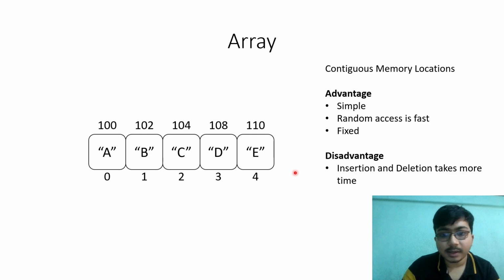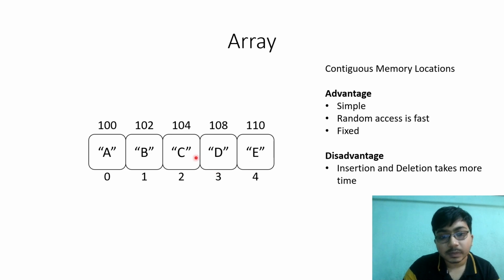There are certain properties of array that give it both the advantages and disadvantages that array has. So, if you see that on top, I have mentioned memory location, and all these memory locations have equal distance between them. So this is one property of array. This makes sure that random access is fast.